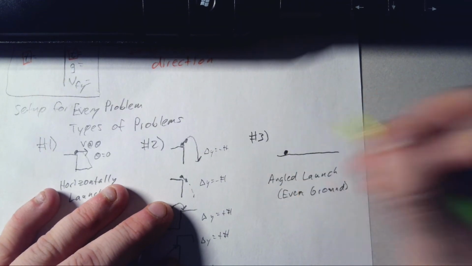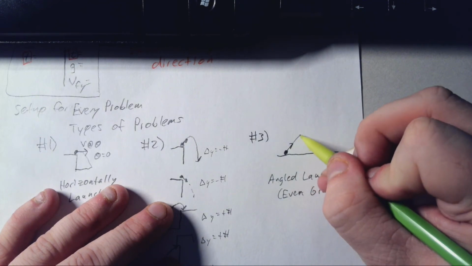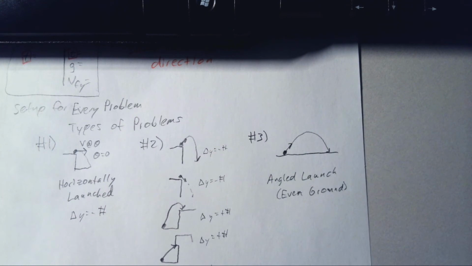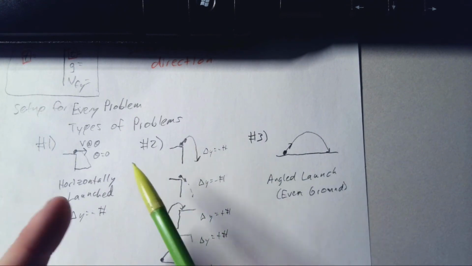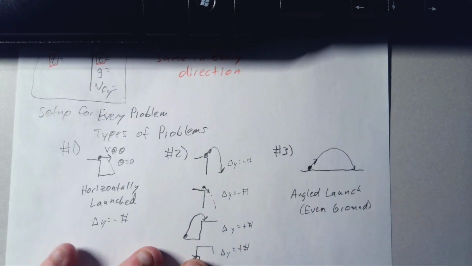So this would be like kicking a soccer ball up. It's going to have some velocity there, go up, and then come back down. You don't solve this problem the same way every single time. We're going to approach it with a different strategy. We're still going to use this setup here, but we're going to treat it differently.